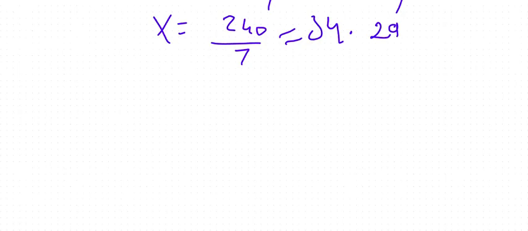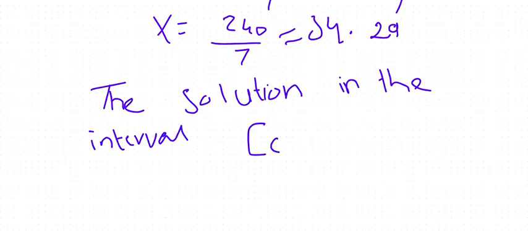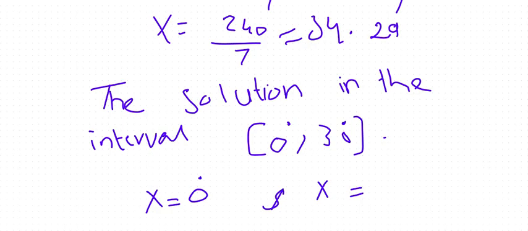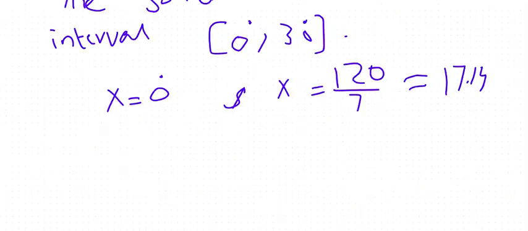So the final solution set is the solution in the interval. What interval do we have? 0 degree to 30 degree. We have x equals 0 degree and x equals 120 by 7, which is approximately 17.14 degree. So this is the required answer for this question.